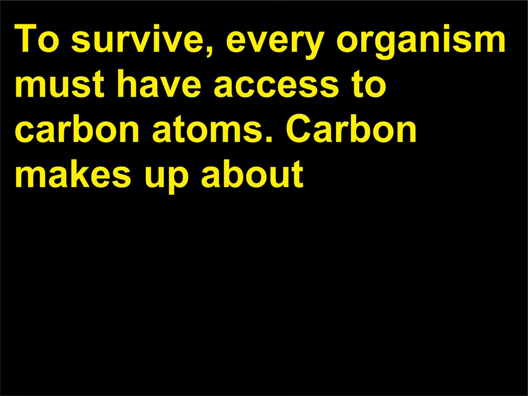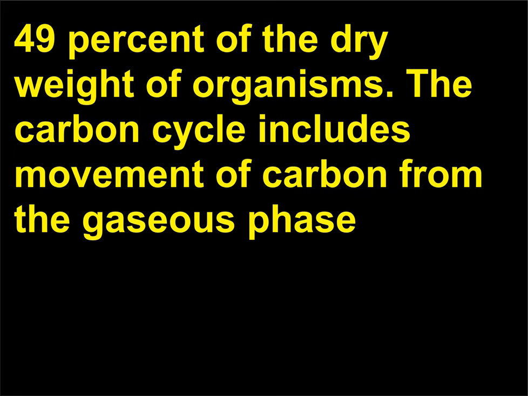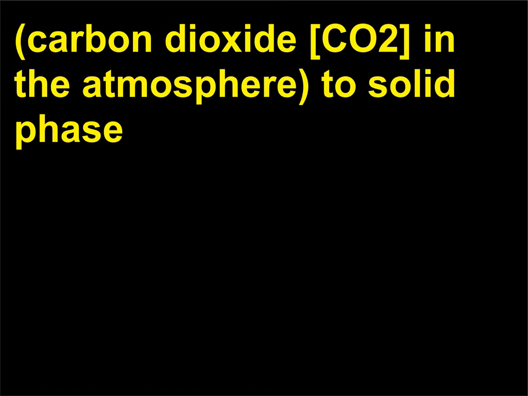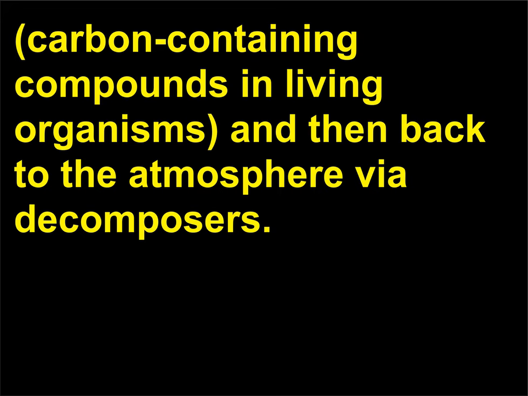To survive, every organism must have access to carbon atoms. Carbon makes up about 49% of the dry weight of organisms. The carbon cycle includes movement of carbon from the gaseous phase, carbon dioxide (CO2) in the atmosphere, to solid phase, carbon-containing compounds in living organisms, and then back to the atmosphere via decomposers.